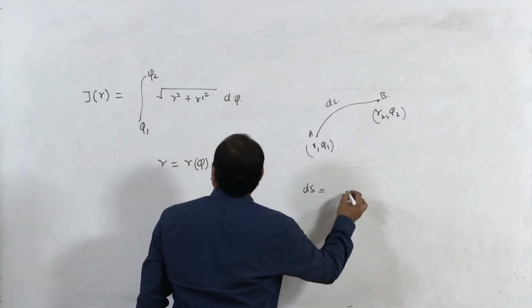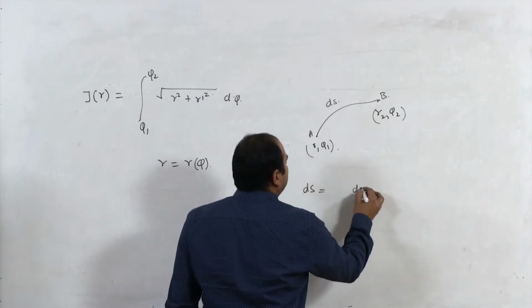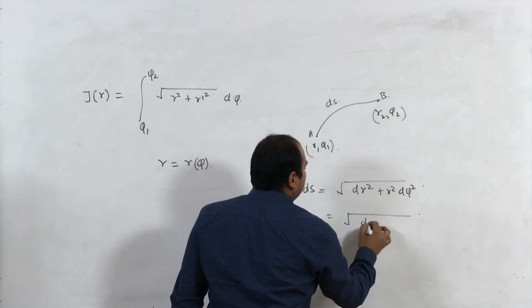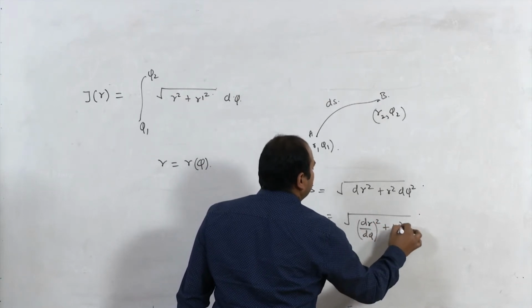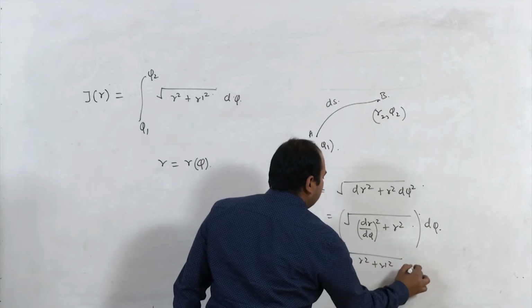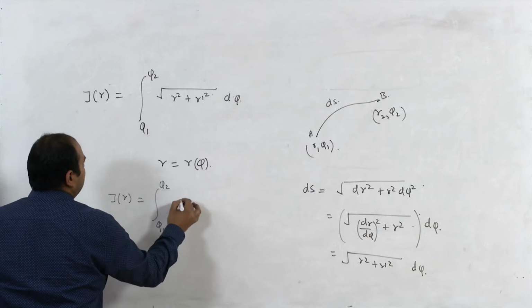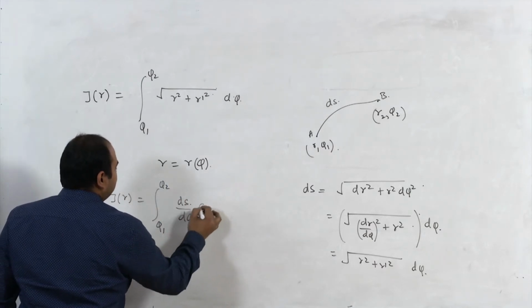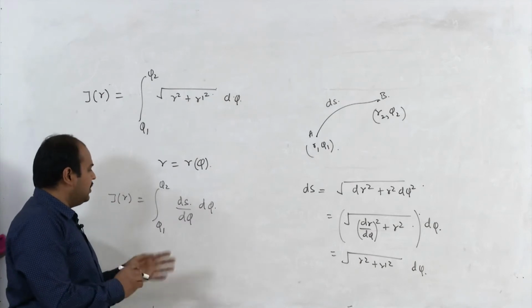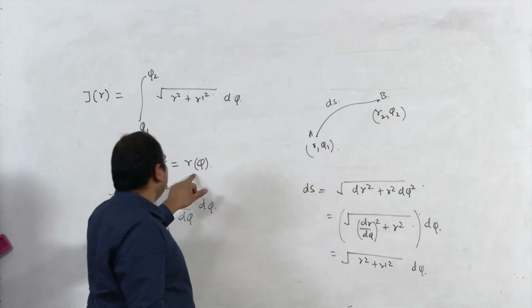Here ds is given as ds equal to the square root of dr square plus r square d phi square, which we can represent as the square root of (dr by d phi) whole square plus r square, times d phi, which is nothing but the square root of r square plus r dash square d phi. So basically J of r is the integral from phi 1 to phi 2 of ds by d phi times d phi. So we want to extremize this functional, to find the minimum distance between A and B along the curve r equal to r of phi.